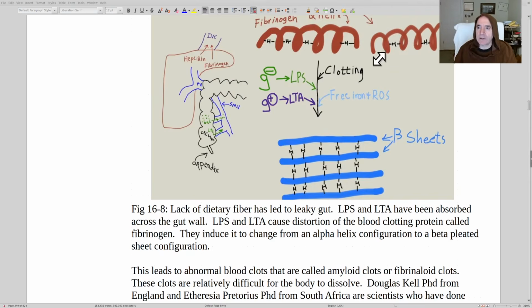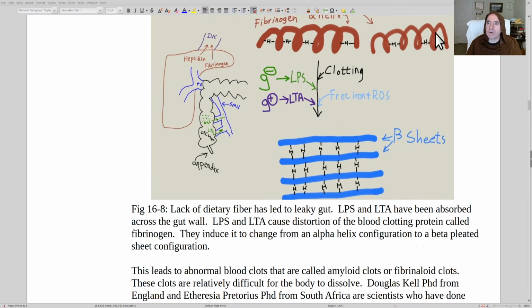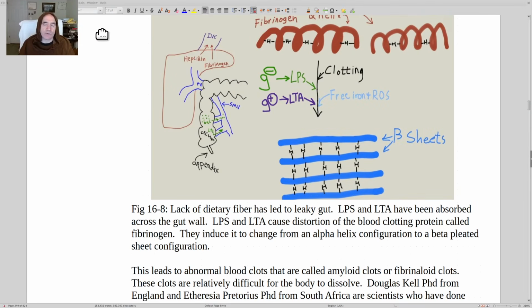Okay, this is chapter 16b, the chapter on leaky gut, and we're going to go into more detail. We're going to talk about something called amyloidogenic clotting. We're going to talk about dormant bacteria, reactivation of dormant bacteria. And again, this is a subject that is really hardly known at all to conventional medical doctors, allopathic doctors, MDs. And they really ought to know this.